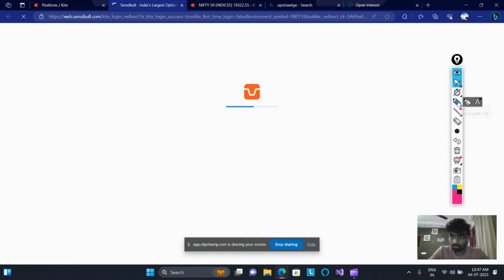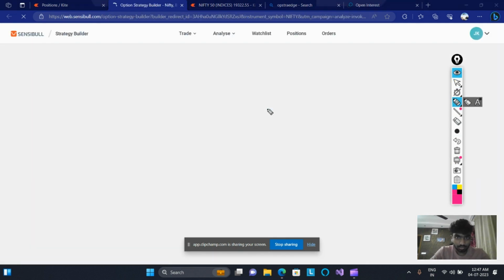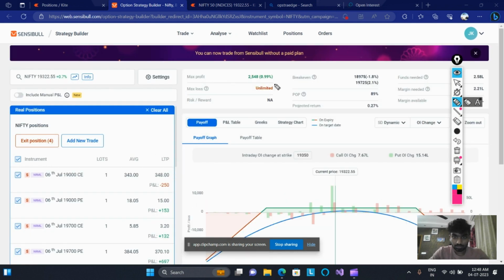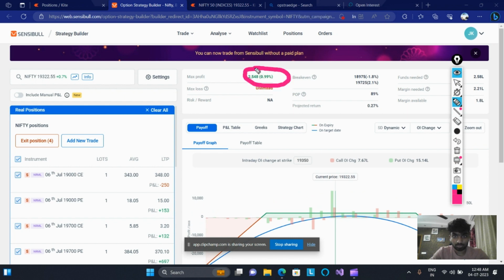I'll just show you. Let it open. And yeah, here we go. So what it says here is the maximum profit I'll make is 2,500, and also in option selling we have unlimited risk, and this is my break even, 18,975 and 19,725. So as long as the index is in this range, we'll be in profit. If it is at the break even, it means I'll be in neither profit nor loss.